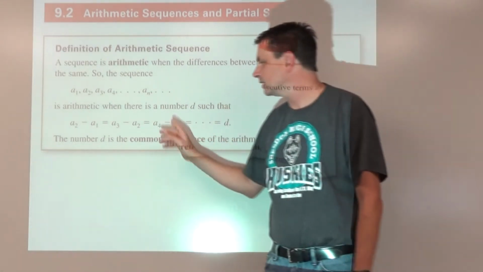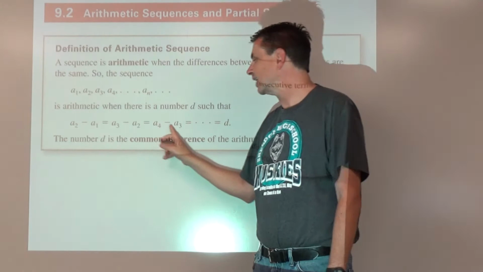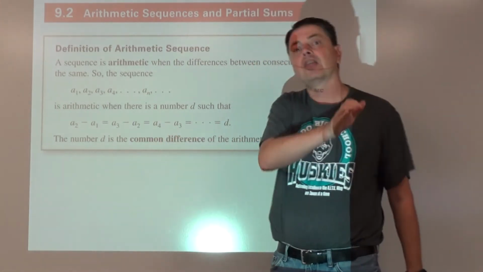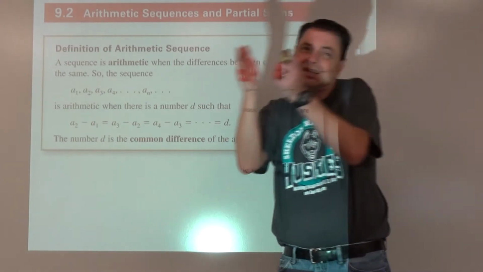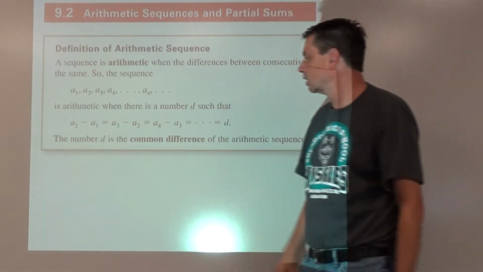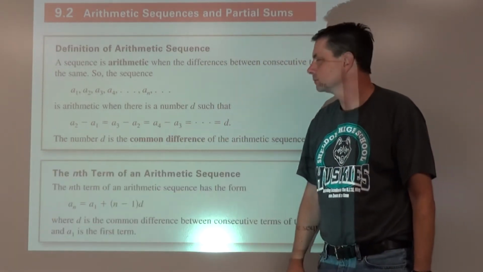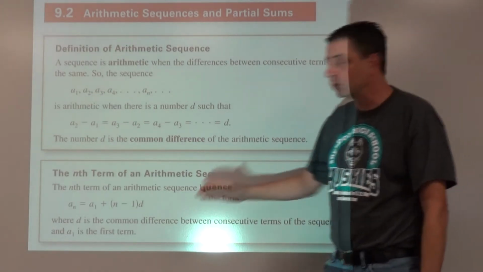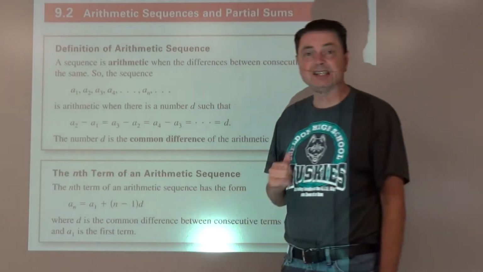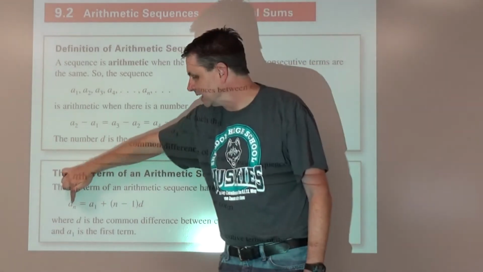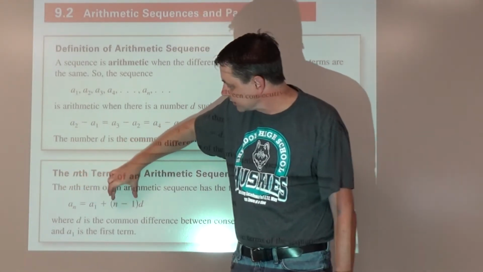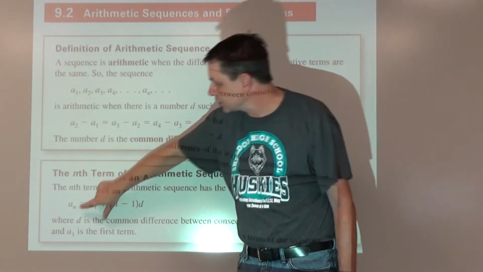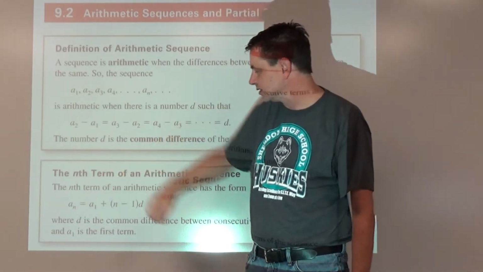And it can be found by taking any term and subtracting the one before it, not the one after it, the one before it. So we can take the 20th term and subtract the 19th term and get our common difference. And then the formula for the sequence is that the nth term is the first term plus 1 less than the position of the term times d.